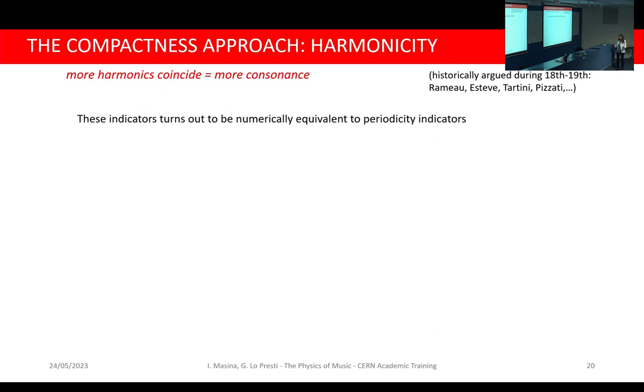It's pretty obvious also this. The more harmonics coincide in the spectrum of the two frequencies, F1 and F2, the more you expect that there is consonance. And historically, this argument has been put forward since the discovery of harmonics. So in the 18th, 19th century, in music, Rameau, the fundamental bass of Rameau, and all the building of harmonic theory on the spectrum of the fundamental bass, and other less known people are Steve, Tartini, Pizzati. They all tried this approach, not in the numerical way we do now, because the mathematics was different, the approach was different, but there was something.